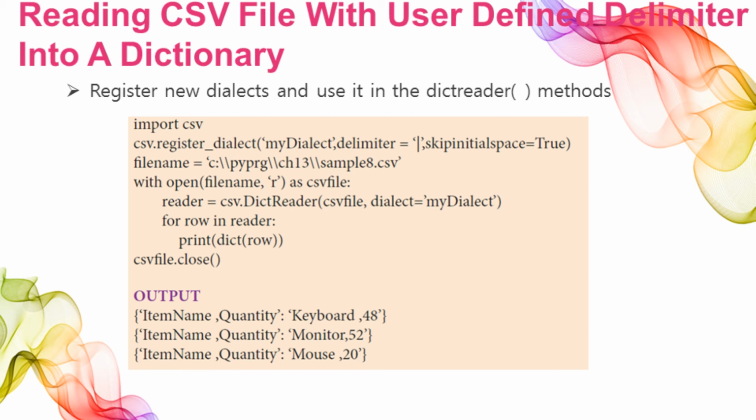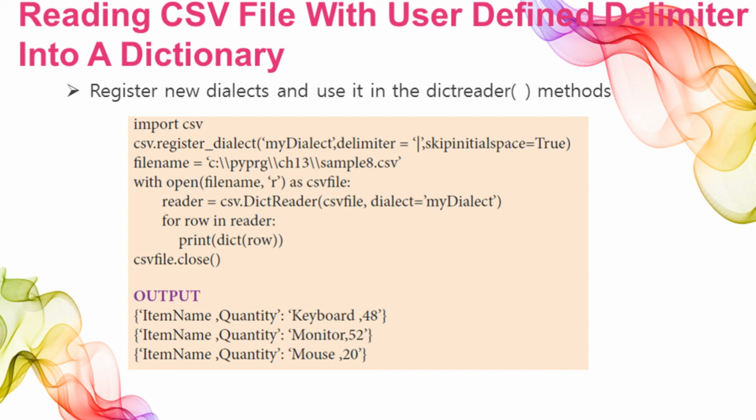So here the program statements are item name, quantity, keyboard 48, monitor 52, mouse 20. Just type these statements in the notepad. After typing the statements, save the notepad file with .csv extension in the Python folder. Then now we are going to see the Python program.